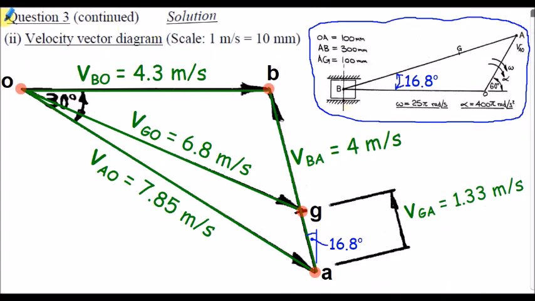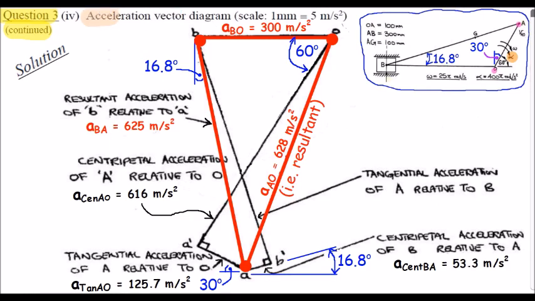Here's question 3 continued. Here's the velocity vector diagram from the previous presentation related to graphical solutions. Notice the various relative velocities have been stated on the diagram for reference. Here's the acceleration vector diagram, again from the previous presentation related to graphical methods. Various accelerations are stated on the vector diagram, again for reference.